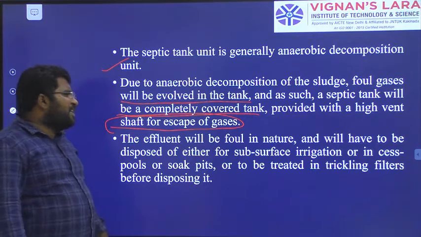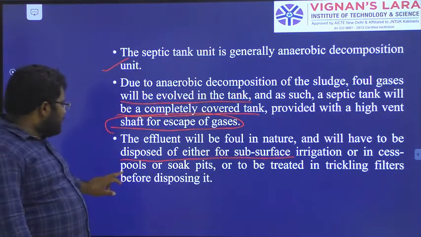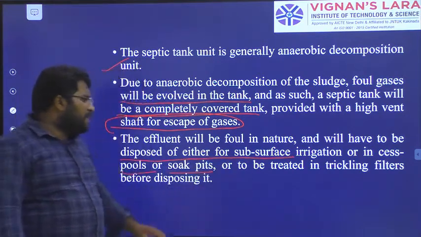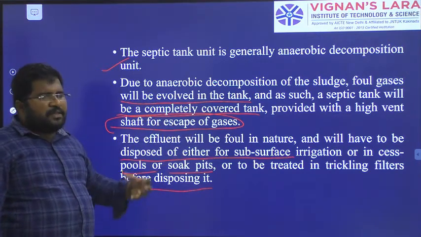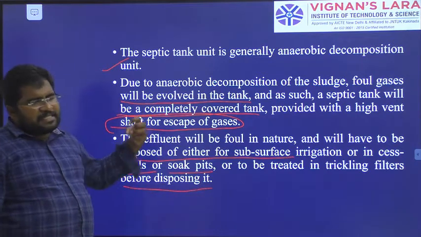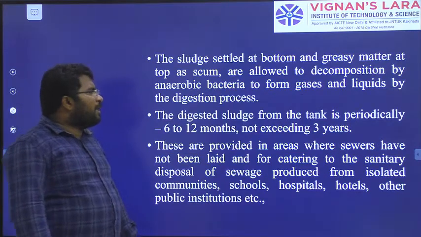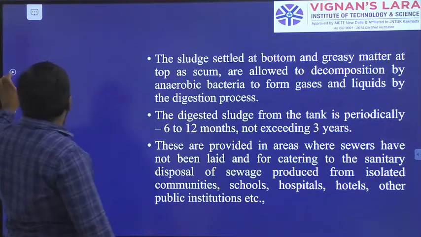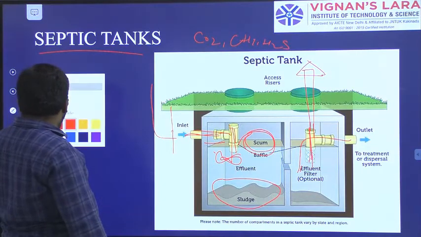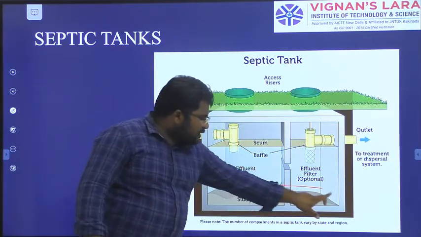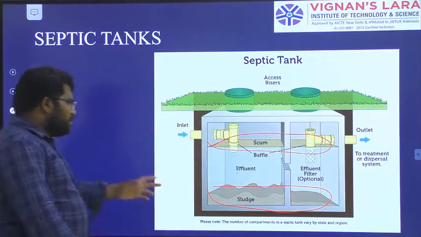The effluent will be foul in nature and will have to be disposed of either for subsurface irrigation, in cesspools or soak pits, or be treated in trickling filters before disposing of it. So after the treatment, whatever effluent comes out of the septic tank has to be treated properly since it has a foul smell. The sludge settles at the bottom and the greasy matter at the top. You can see in the previous diagram, this is the sludge, settled at the bottom, and this is the scum, floating at the top. So that's what we are discussing here.